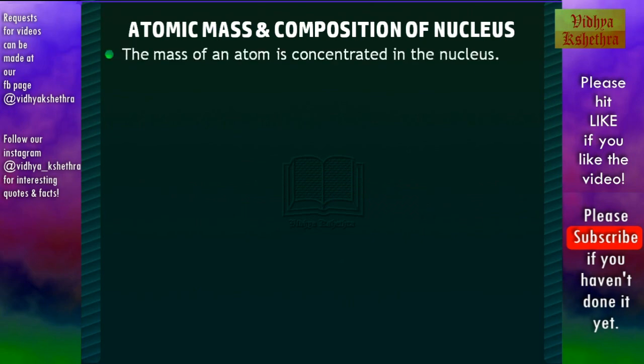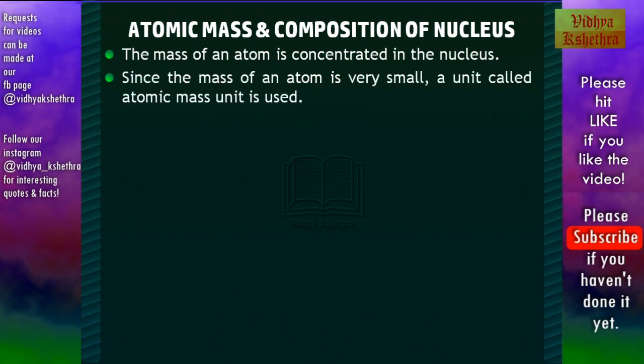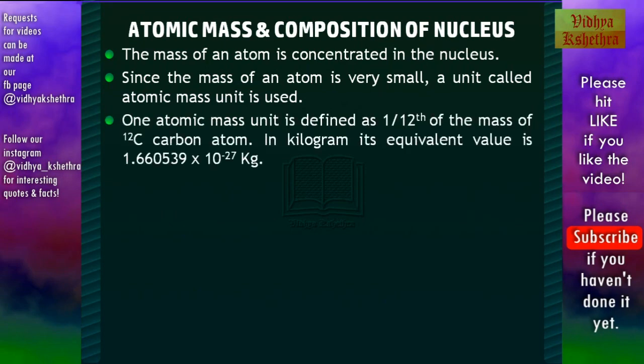We know that the mass of an atom is concentrated in the nucleus. Since the mass of an atom is very small, we have to use a different unit, that is atomic mass unit. And one atomic mass unit is defined as 1/12th of the mass of a carbon-12 atom. And in kilogram, its equivalent value is 1.660539 × 10^-27.